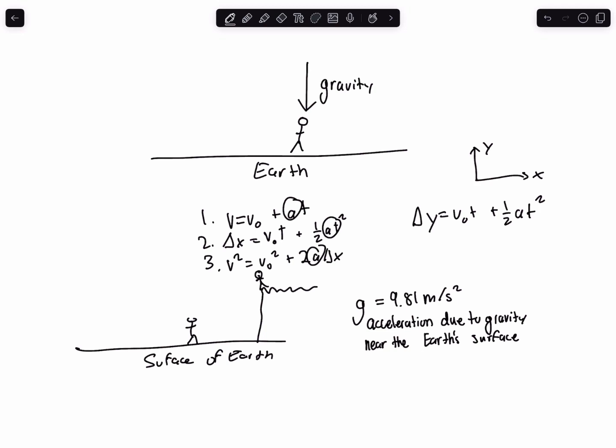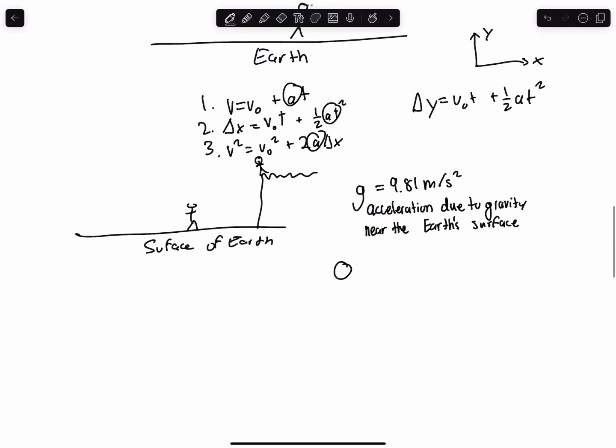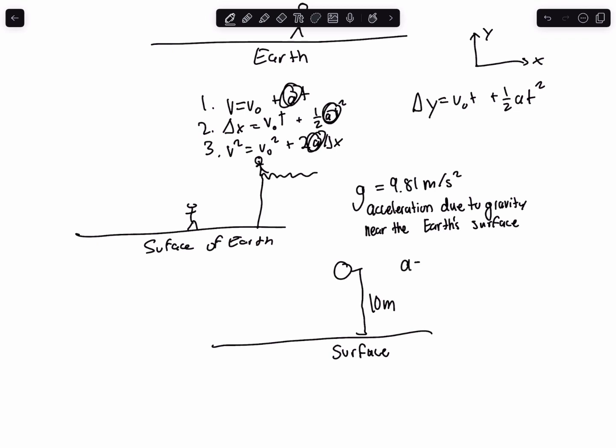So let's say we have a ball, right? Ball is about 10 meters up in the air. This is the surface of the Earth. What's the acceleration? Well, I think you guessed it. G. This wonderful, wonderful value. Man, I love G. G is extremely helpful. You're going to learn to love G as well.